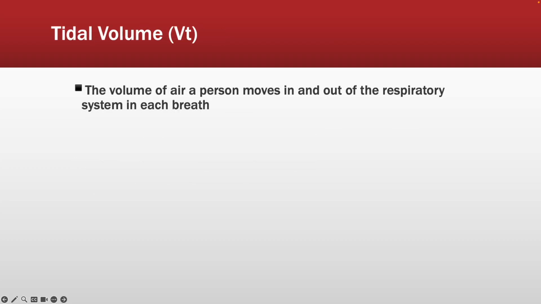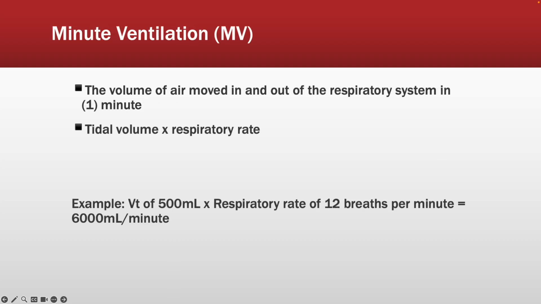Tidal volume also comes into play. This is going to be the volume of air a person moves in and out of the respiratory system with each breath. Minute volume is going to be the volume of air moved in and out of the respiratory system within 1 minute. And we get the minute volume by taking our tidal volume and multiplying it by our respiratory rate. That's how we calculate how much volume of air is moved in and out within 1 minute.